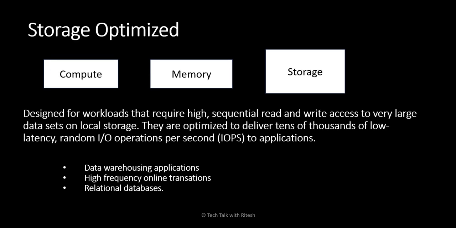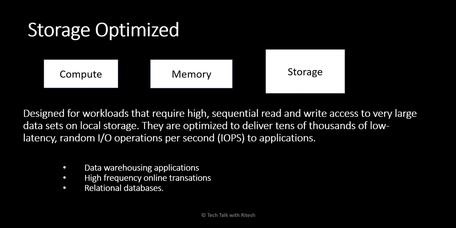Okay, the fourth one is the storage optimized. So you see this time we can compromise a little bit on compute and memory, but we need more storage, right? So automatically some use cases will come to our mind. Data warehousing is one of the use cases, right? We need more storage so that we can put more data.